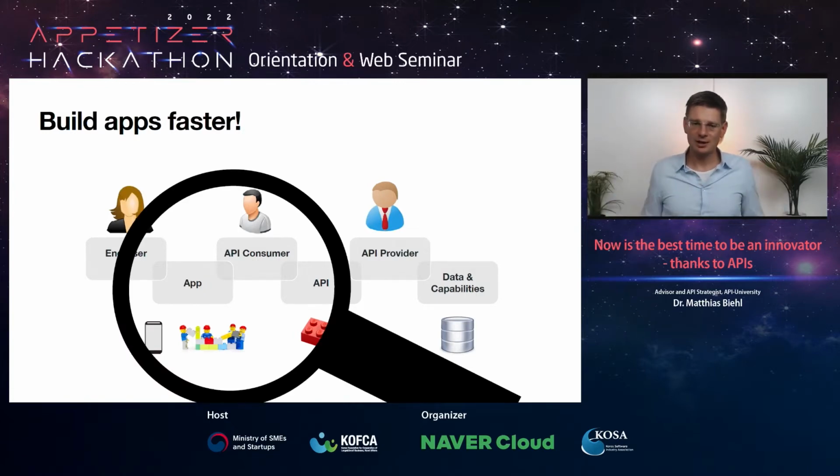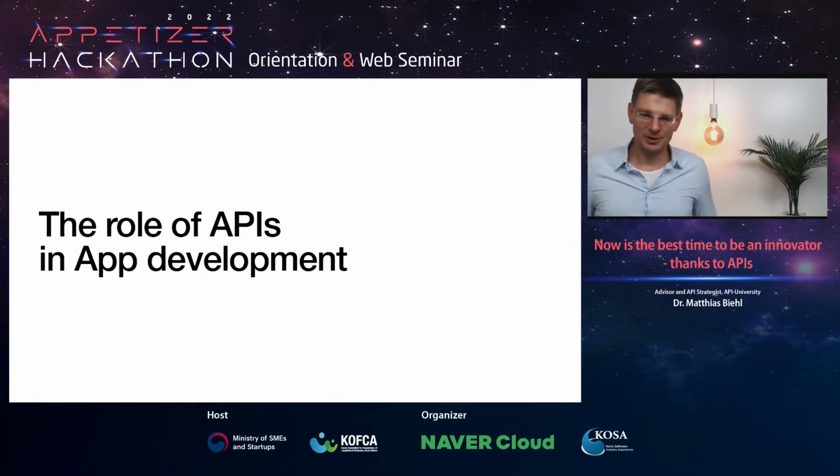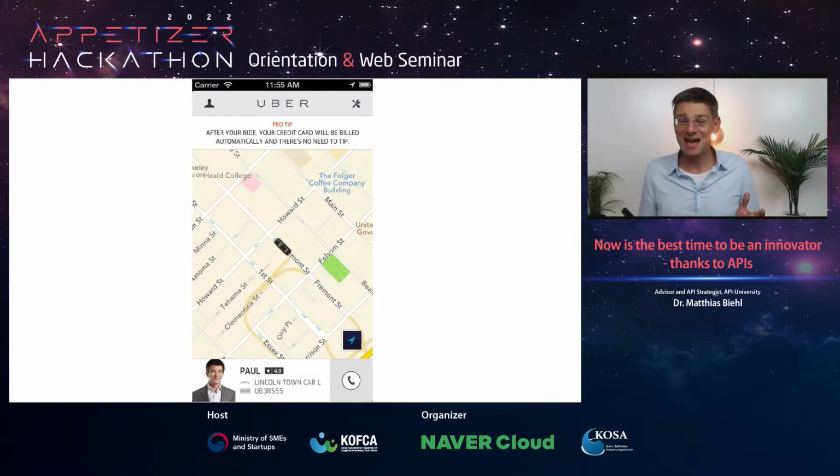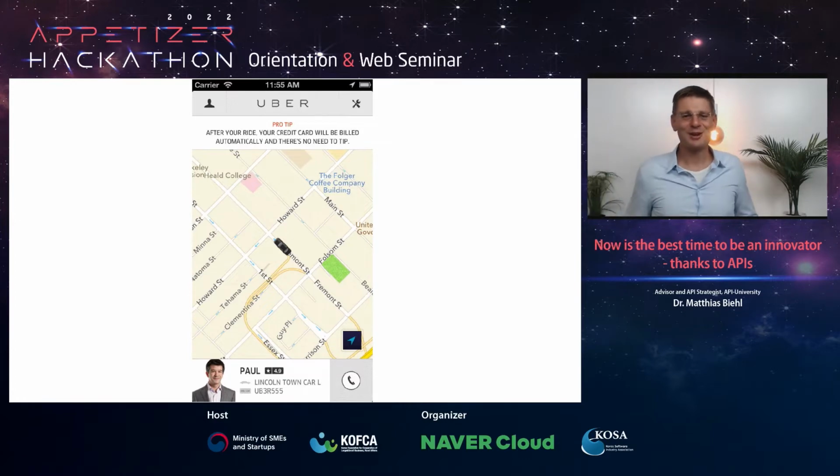So in our digital value chain, let's zoom in and look into the role of the API consumer, with the APIs on one side and the apps on the other side. The role of APIs in app development. Well, let's imagine you're building this app here, an app with a map. There is a possibility to communicate. There is a possibility to also pay a driver, right? So it's a ride-sharing app that you're going to build. How would you do that?